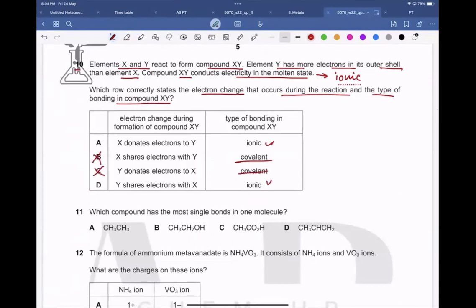Is this understandable? Yes, very good, Khatija. Very good, Zainab. Very good, Rahim. Yes, Yusuf, very good. So D goes wrong as well, because if it's ionic, it's not sharing, it's the donation from one atom to another. So A is the correct answer.